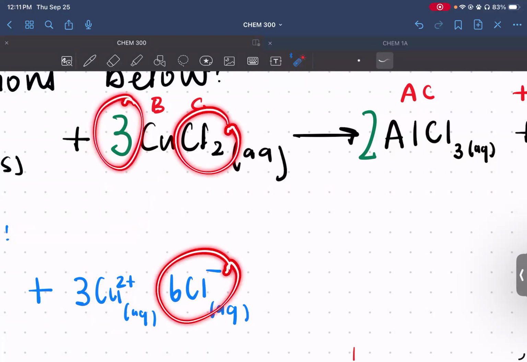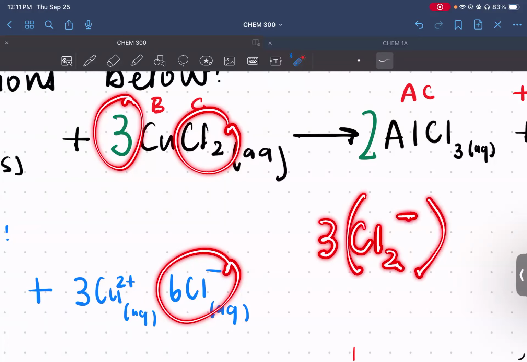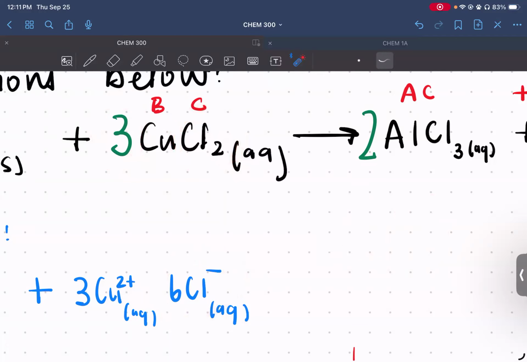You may be wondering, well, Supreet, why didn't we write 3Cl2? Well, remember, this is ionic equations. We're trying to get the ions. There is no such thing as Cl2 minus. This does not exist, so this would be incorrect. It's more appropriately 6 chlorine ions.